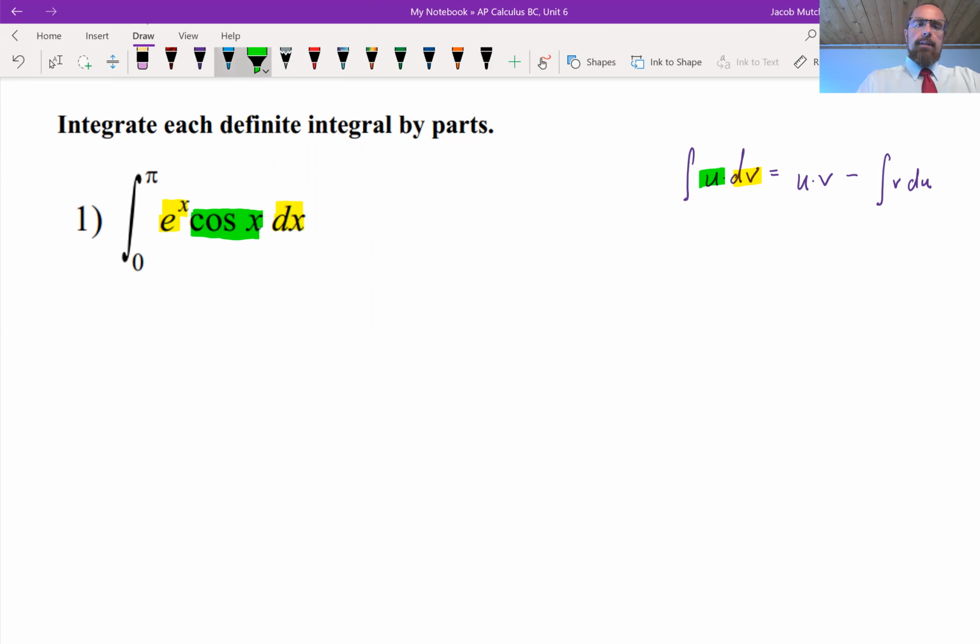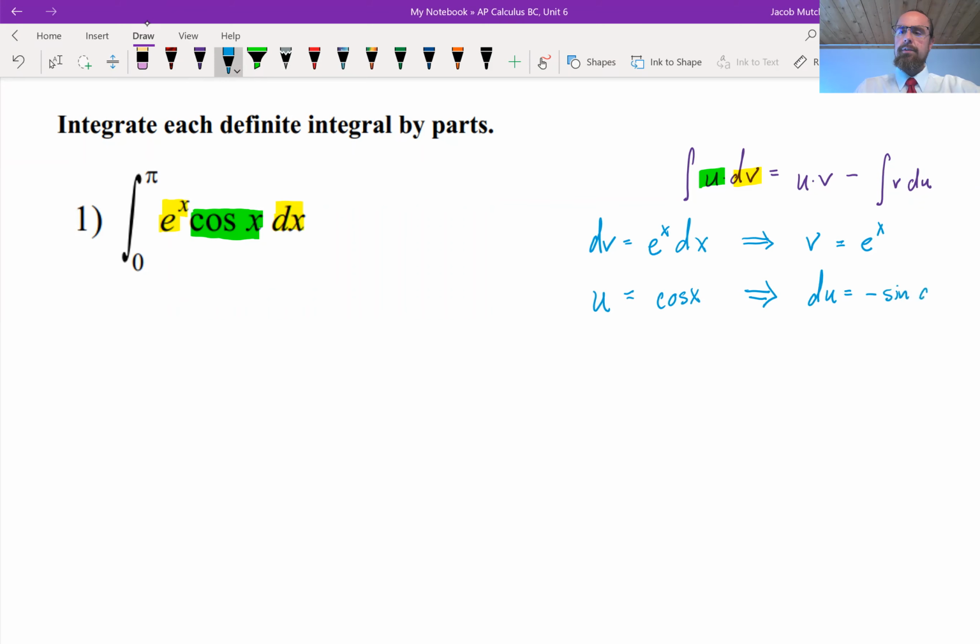So with those assignments, let's set up our integration by parts. Again, I'm calling dv e to the x dx. So to find v, I just need to integrate e to the x dx, and that's just going to be e to the x. And then if I've assigned u as cosine of x, then I want to differentiate to find du. And for us, that's going to be negative sine x dx. So that's all set up.